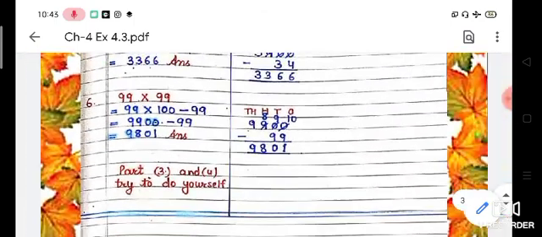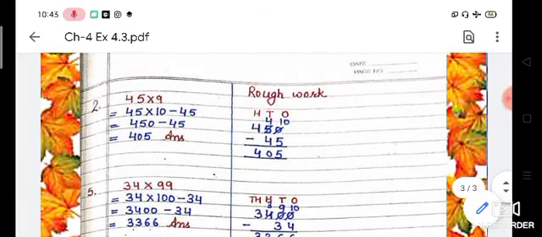Okay, students, I hope this is clear. Part A you have to do in the book, and parts B and C do in the notebook. Okay, do practice for the same. If any doubt or any difficulty is there, let me know. I will explain again.